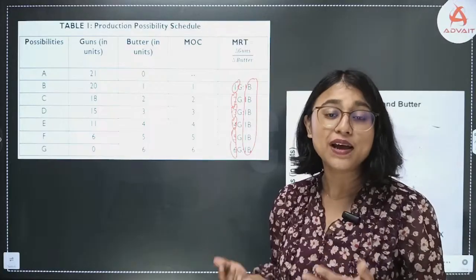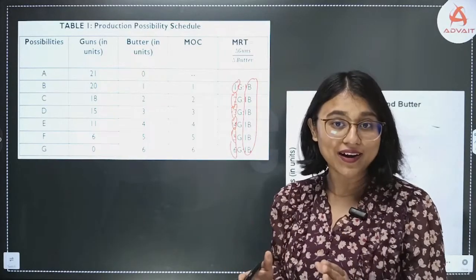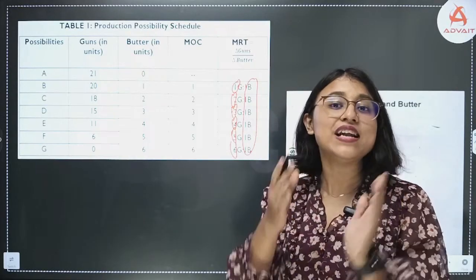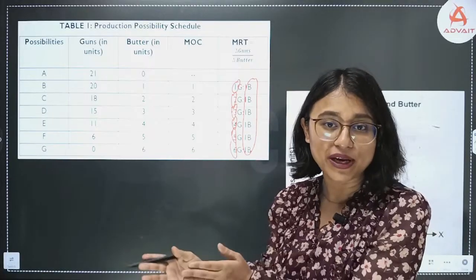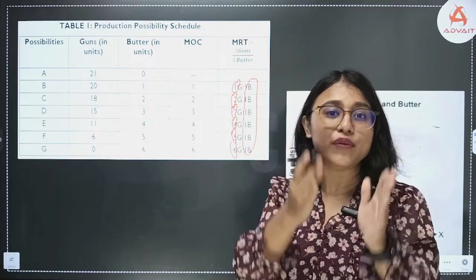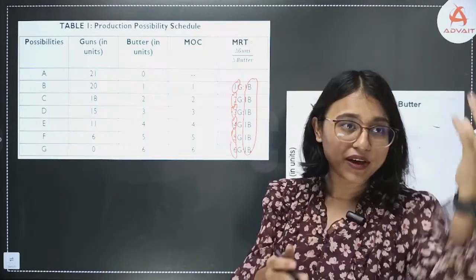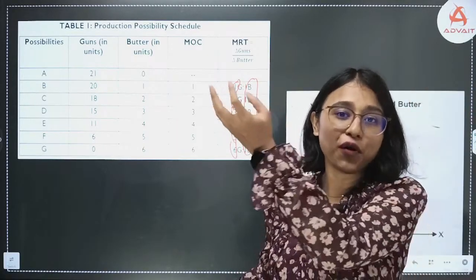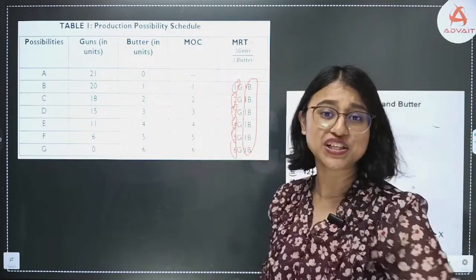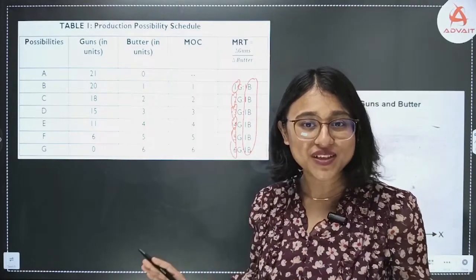Why? Because people who are producing guns are less efficient in producing butter. Therefore, more and more people will be required if we take them away from the production of guns to the production of butter. I hope this much is clear with you.